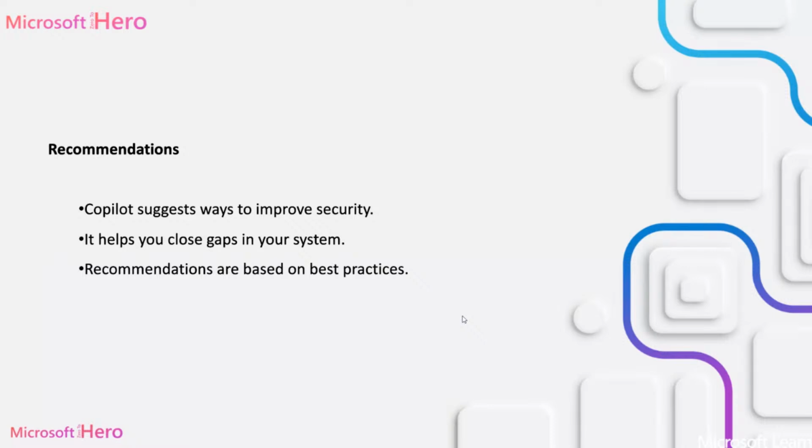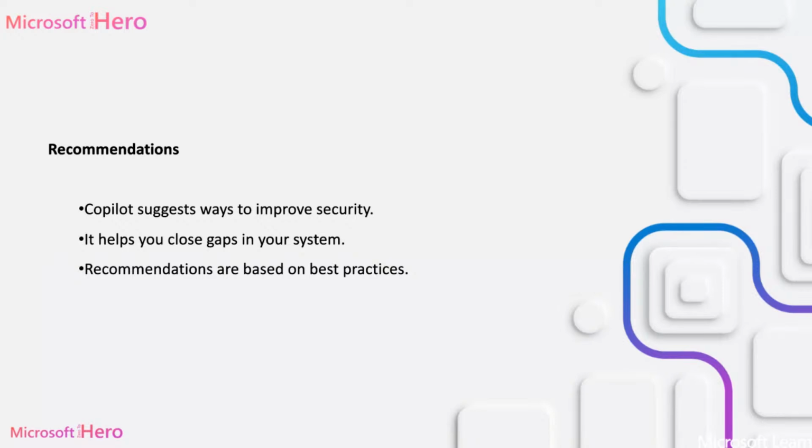Now, the next one is recommendation. One of the great features of Microsoft Copilot is the ability to give you recommendations. It's very important for your organization to have and follow these recommendations. Copilot suggests ways to improve your system security, which can be really helpful, especially if you are not sure where the weak spots are. It points out things like weak passwords, software updates, or other vulnerabilities you may have missed. These recommendations are based on best practices.